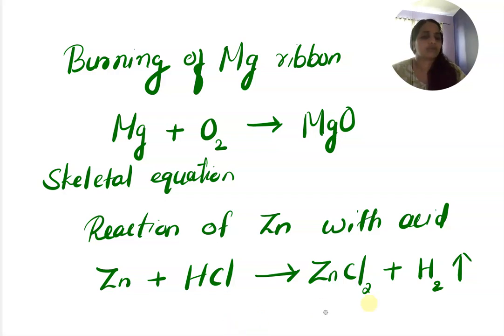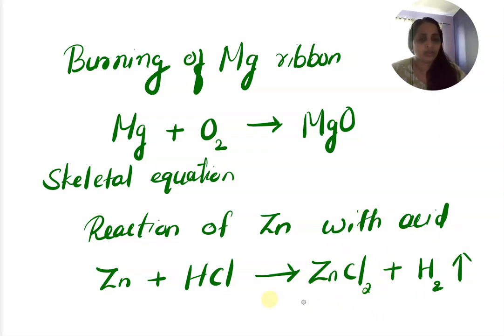This equation is also not a balanced equation. We will balance it in the next class. So this is also a skeletal equation. We have to balance this equation as per the law of conservation of mass. In 9th standard you studied the law of conservation of mass, right? Yes, mass can neither be created nor destroyed. So as per the rule, the number of atoms present on the left hand side or reactant side must be equal to the number of atoms present on the right hand side.